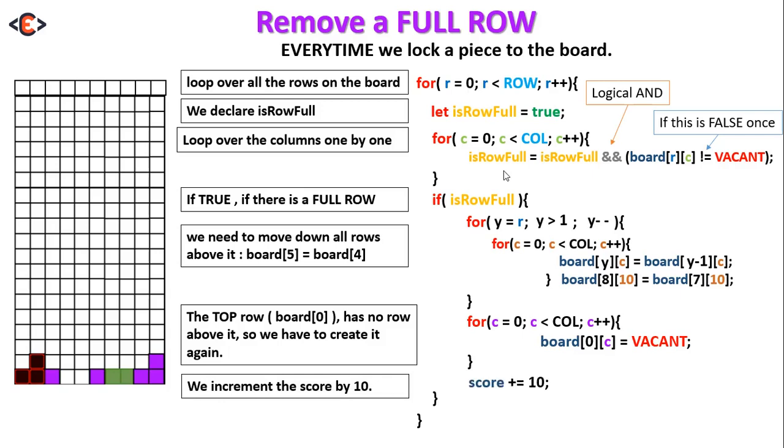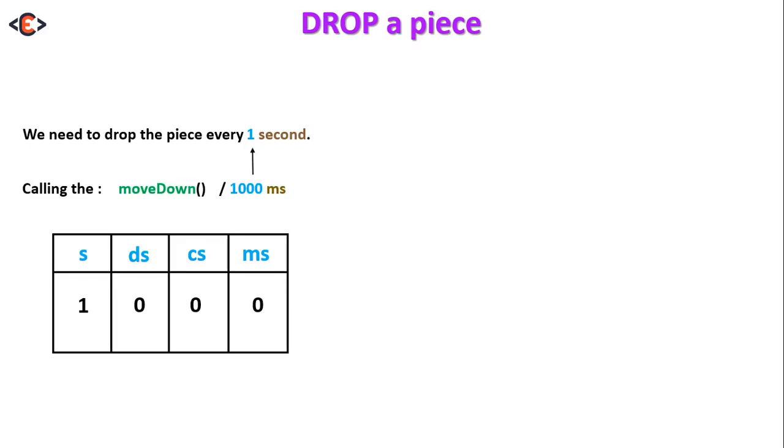And finally, update the board. Drop a piece. In a Tetris game, we need to drop the piece every 1 second, which means we have to call the move down function automatically every 1000 milliseconds. So we need here a drop function that calls the piece that moved down automatically. The best way to do that is using the request animation frame.